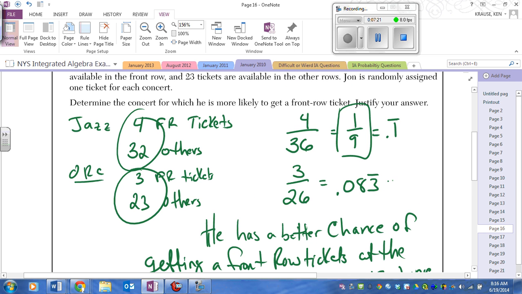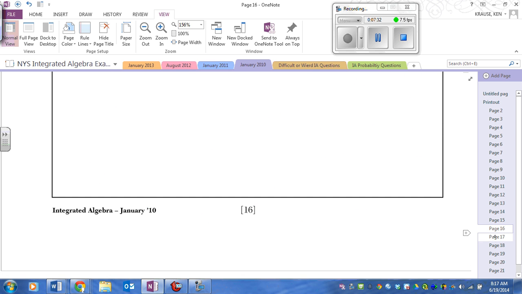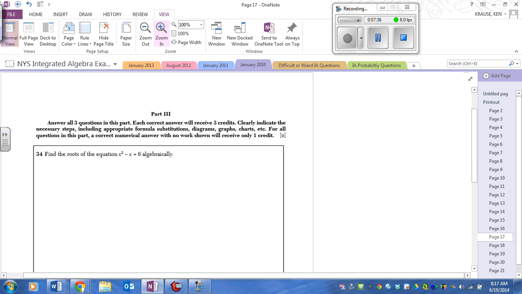This is 8.3%, and then if you multiply by it, this is 1, right? So it's 11.1%. So 11.1% is higher than 8.3. Done with that question. All right, find the roots. Simple.